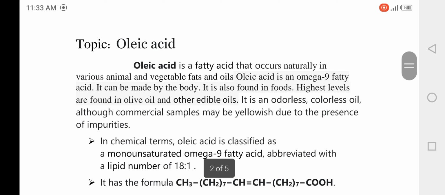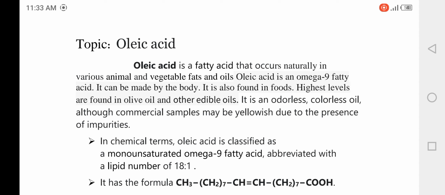Today, the topic of my presentation is oleic acid. It is a fatty acid that occurs naturally in various animal and vegetable fats and oils. It is an omega 9 fatty acid. It can be made by the body, also found in foods. Highest levels are found in olive oil and other edible oil.